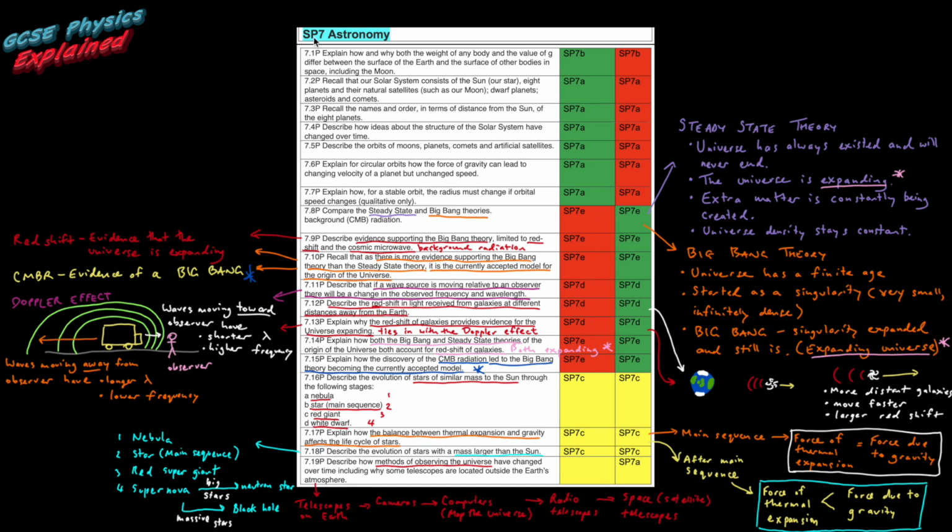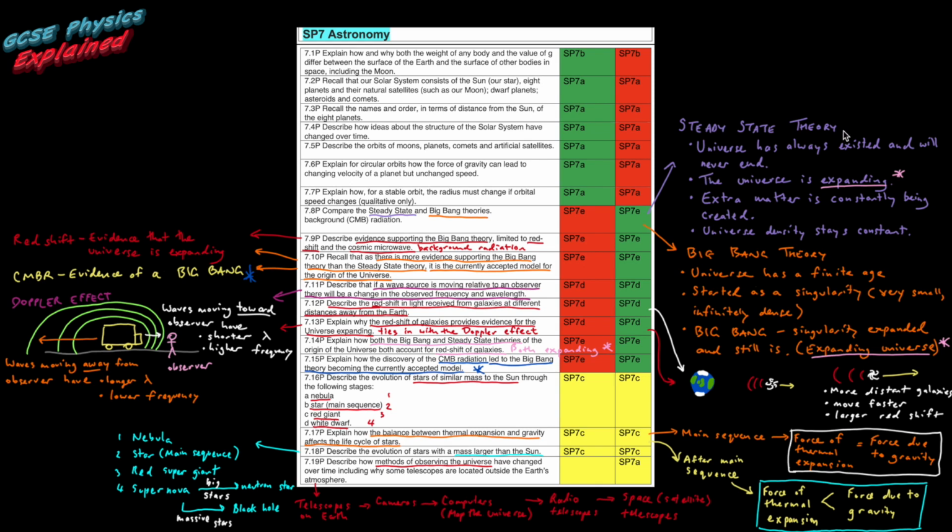And finally, SP7, so Unit 7, Astronomy. We don't need to know any of that stuff there, so let's start from here. You've got to be able to compare the steady state and Big Bang theories background radiation. So cosmic microwave background radiation.